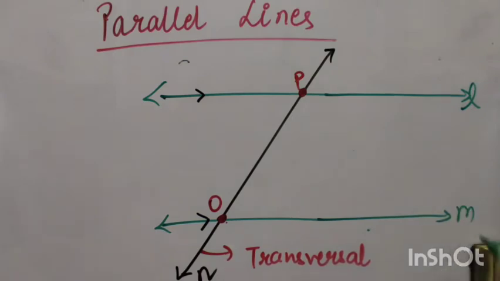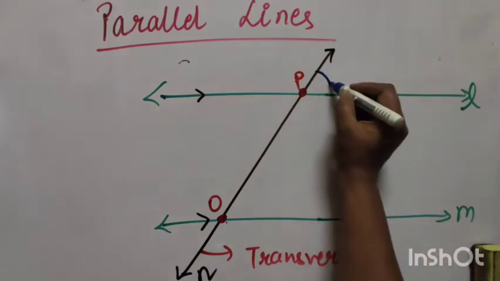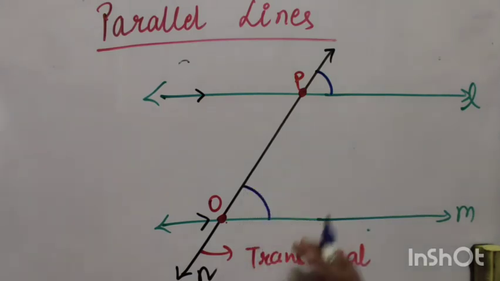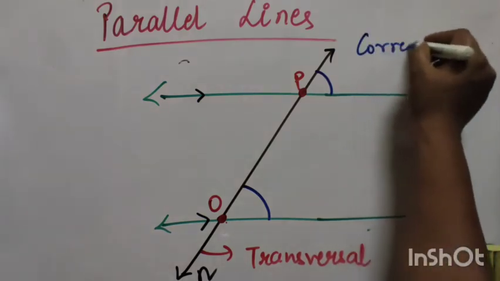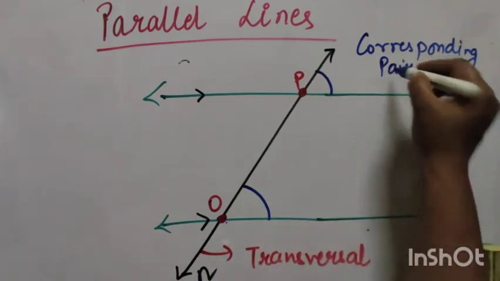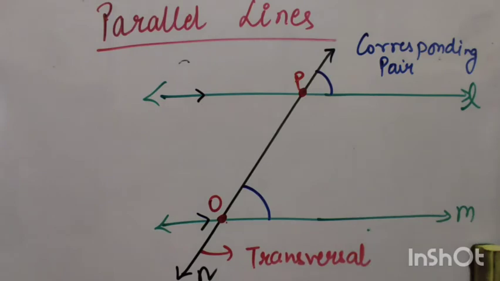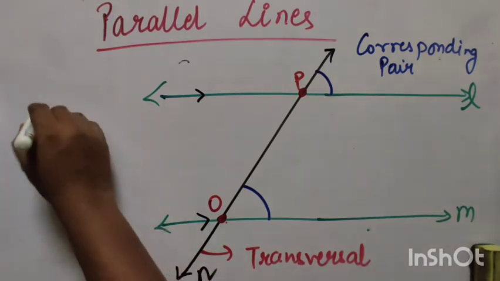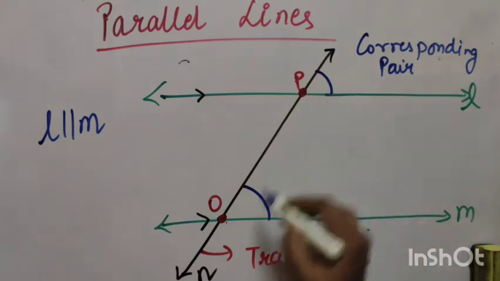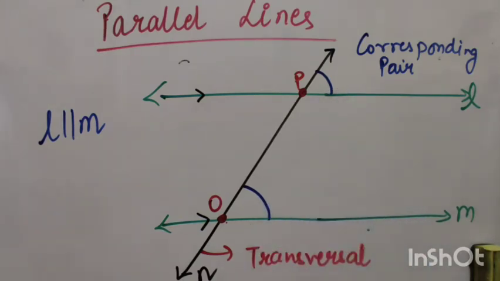Lines are parallel, so whenever we measure these angles, this angle and this angle, you can see here both angles are in the same structure, right? So we call these angles corresponding pairs. What do we call them? Corresponding pair of angles. When the lines are parallel, if I say line L is parallel to line M, the pair of corresponding angles will be equal to each other.